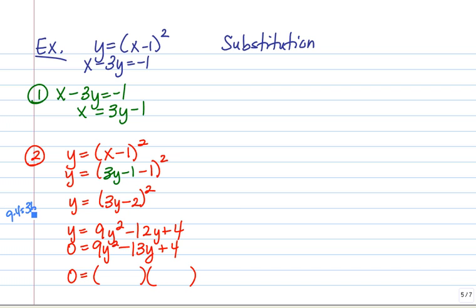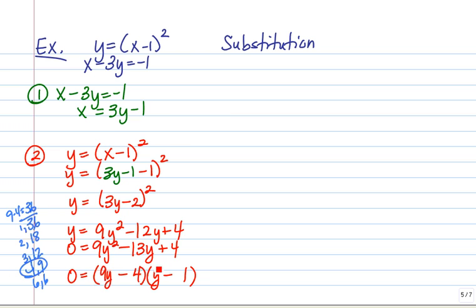And the factors of 36 are 1 and 36, 2 and 18, 3 and 12, 4 and 9, 6 and 6. The factors of 36 whose sum is 13 are the 4 and the 9. Right, 4 plus 9 does give me 13. So if I can arrange my factors so that I get a 4 and a 9 as my outer product, both signs are the same because the last sign is positive. So I would get 9y minus 4 times y minus 1.